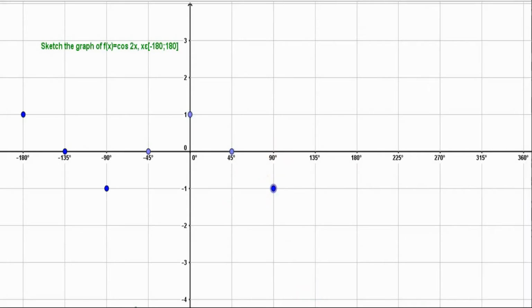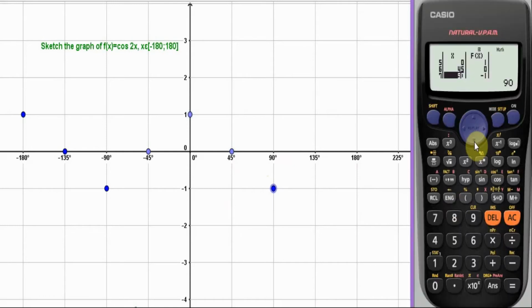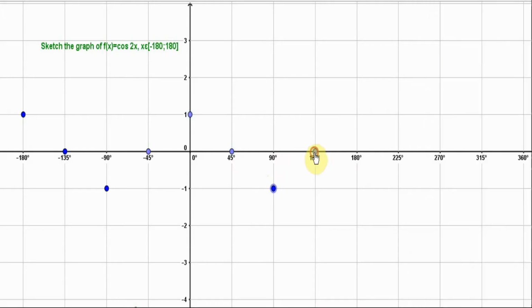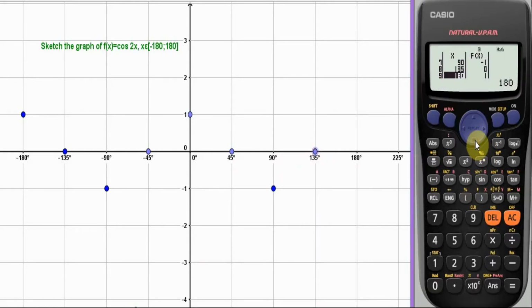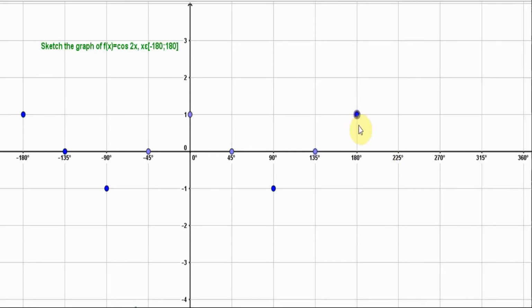90, minus 1. And then we have 135, 0. Look at the point. 135, 0. Then we have 180, 1. 180, 1 again here. Okay. So that is our points.